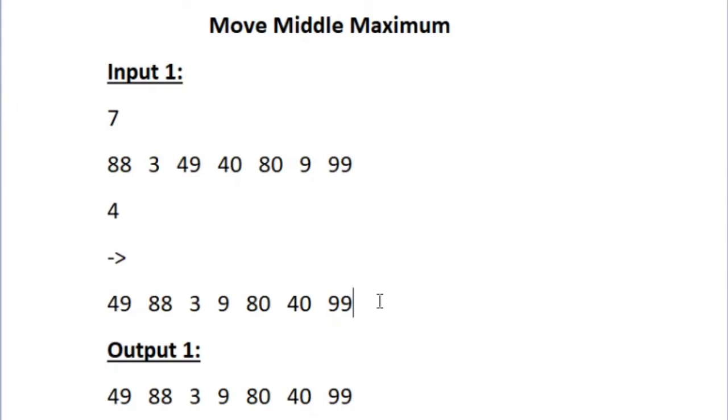So if the value of t is equal to 5, then again we have to find the maximum out of those middle 3 integers and perform the operations. Now let us see how to write a C program for this.